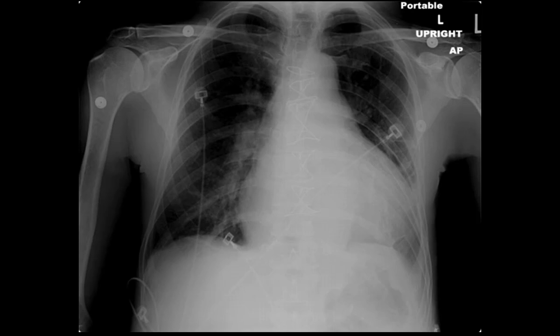And how does it look? It is quite apparent on seeing that the size of the heart is increased and it is more than 0.5 of the total diameter of the chest cavity.